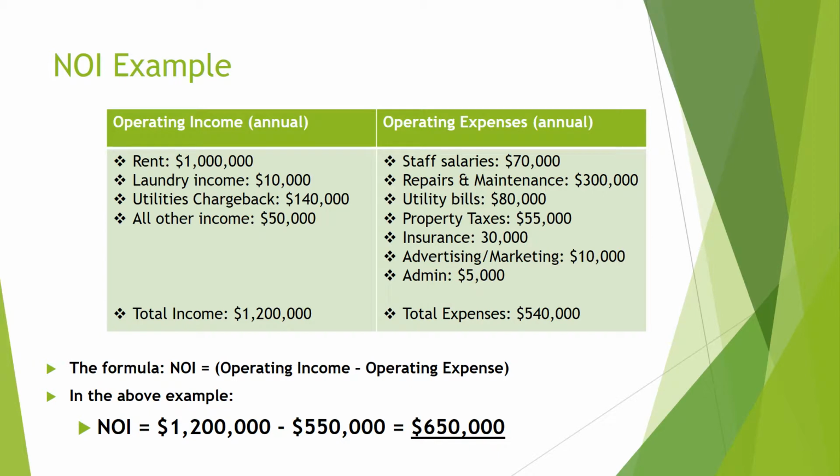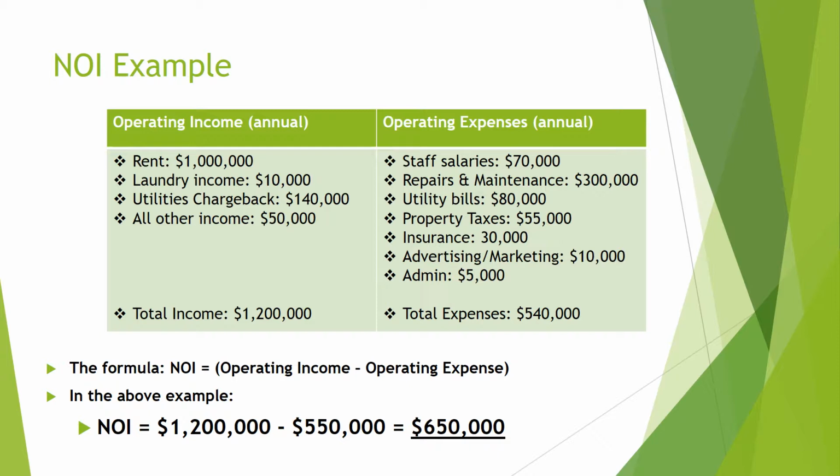So for example, our annual rent from a property is $1 million, and then laundry income is $10,000, and utility chargebacks rack up $140,000 in revenue. And then everything else brings, let's say, another $50,000. So the total income we get from the property is $1.2 million.